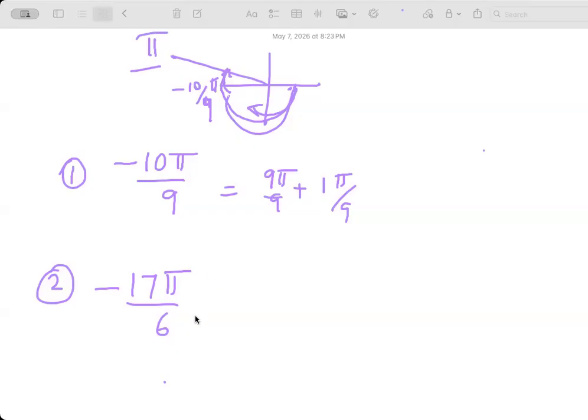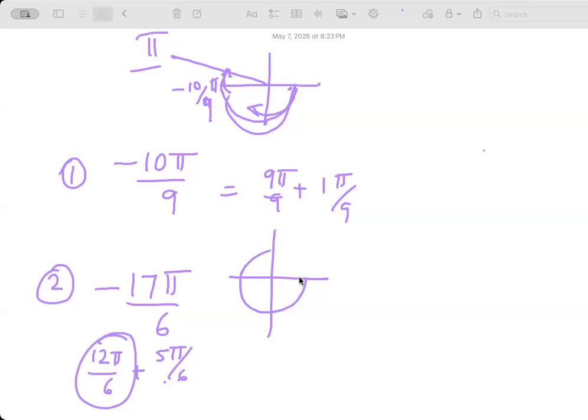Now 17 by 6. 17 by 6 is what? I can split it out as 12 pi by 6 plus 5 pi by 6. 5 pi by 6 is almost a pi. 12 pi by 6 is 2 pi in the negative direction. This is 2 pi in the negative direction, and then you have a 5 pi by 6. So it is somewhere here. So this is minus 17 pi by 6, which is in the third quadrant. Any questions?